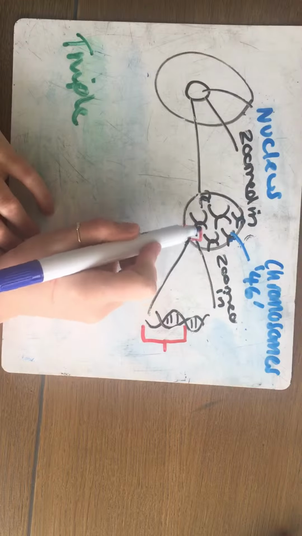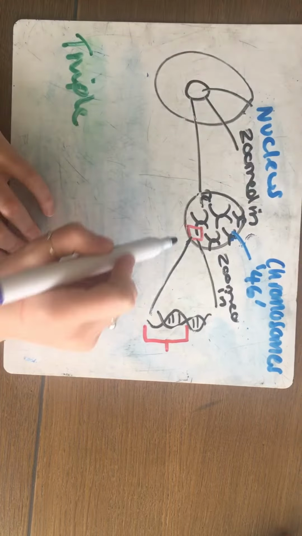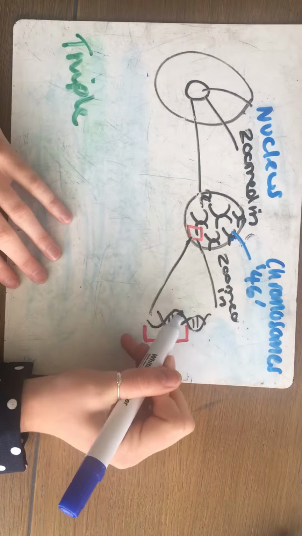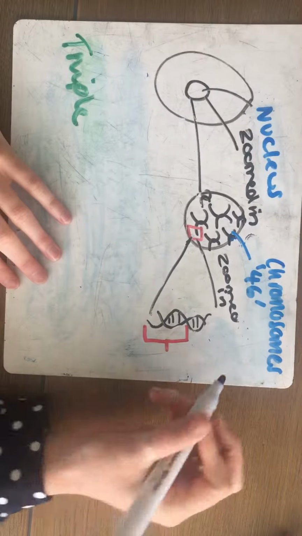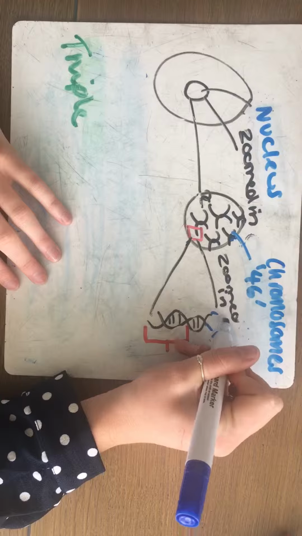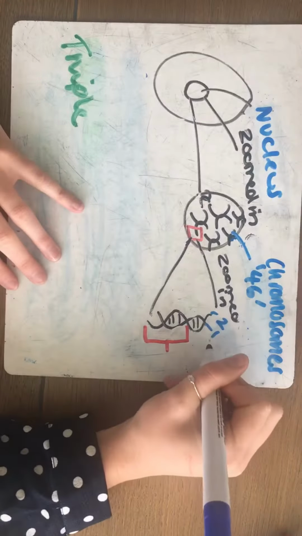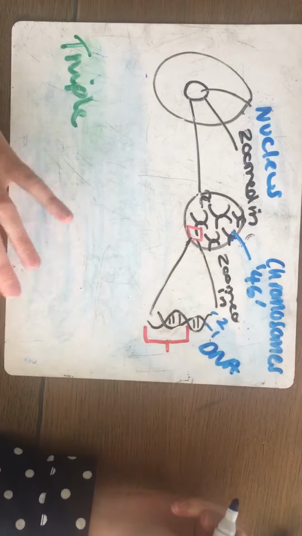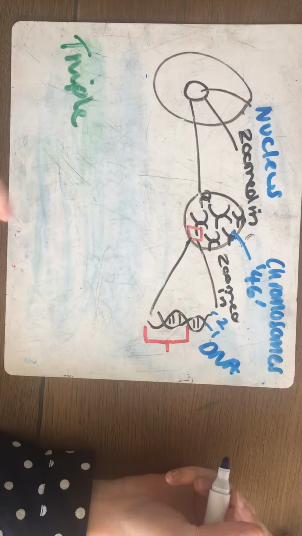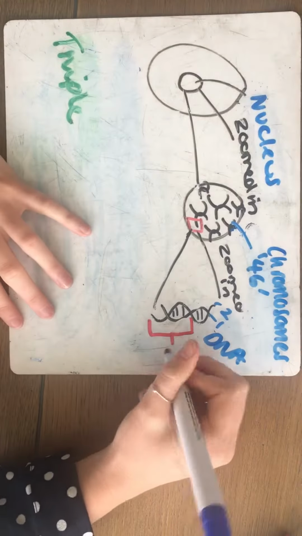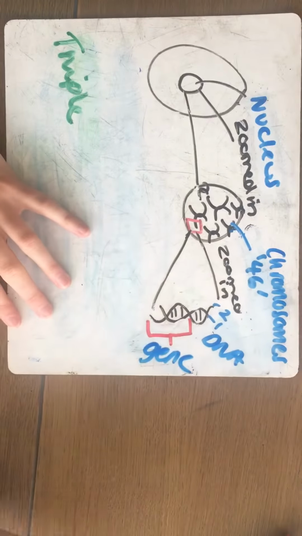Now if you could zoom in on a section of that chromosome, you would see this double-stranded structure. Okay, so there's two strands, you've got one, you've got two. Double-stranded structure called DNA. DNA is also a polymer. Now, if you look at a short section of that DNA, you will find a gene.